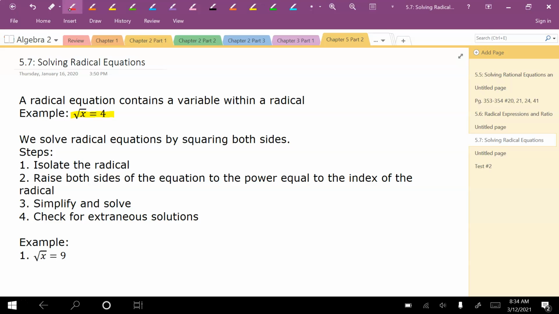So first thing you're going to do is square both sides, or raise it to the third power or to the fourth power, whatever the root might be. Then you should get rid of the radical sign, and then it should look more like a regular equation, where you just use your basic algebra to solve it. So you add or subtract first and then multiply or divide if needed.